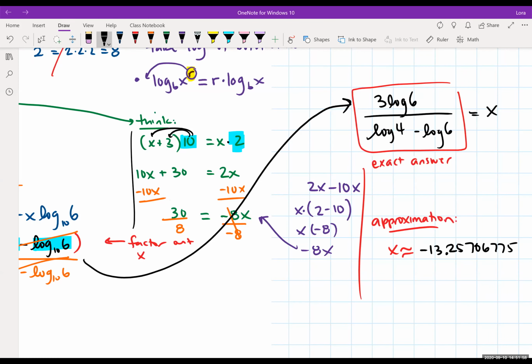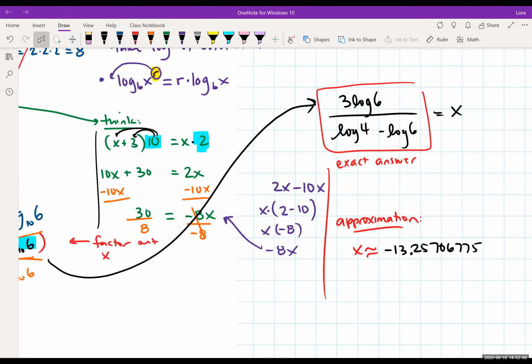So that's what the TI is telling you. If you wanted to take it further and round it, a lot of times they say when you don't have a rule of thumb, you just say, well, let's round it to 3 or 4 decimal places. Negative 13.2571 maybe. And sometimes that helps you really understand what the number was.